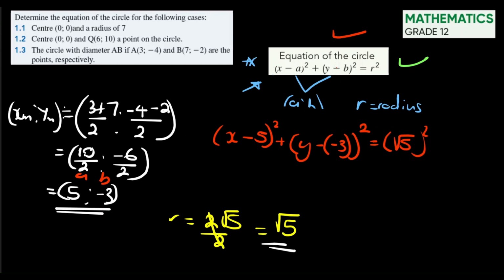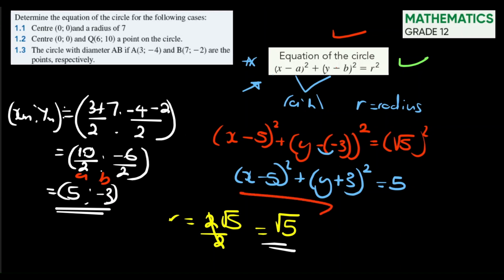So let's just tidy up our equation. We tidy it up to be (x - 5) squared plus (y + 3) squared, because a negative times a negative gives us a positive. And the square root of 5 all squared will give us 5. And in that way, we're going to get all our 4 marks. And that will be done.